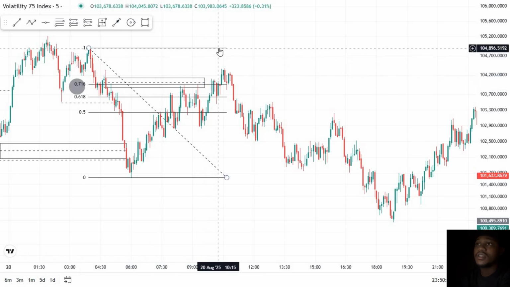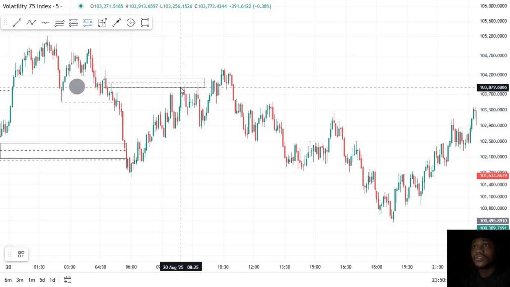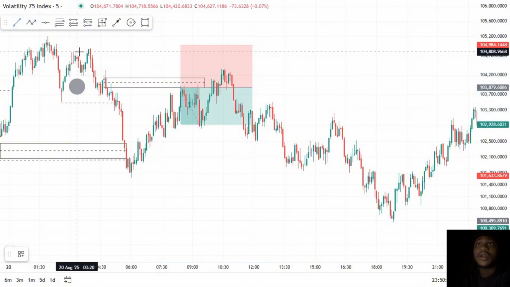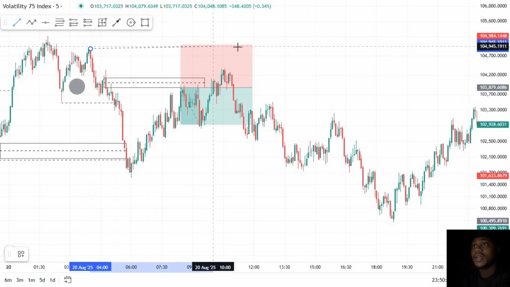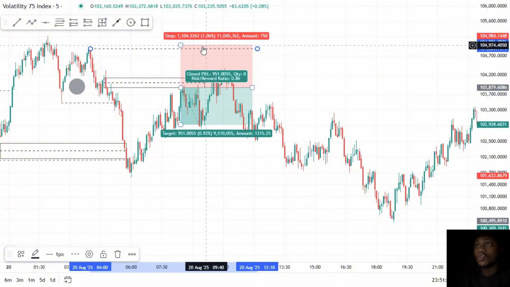We got mitigated around here, as you can see, and our stop loss is going to be at the structural high right here, the last high that the market made, because if it was actually to break this high, the trade would be invalidated.